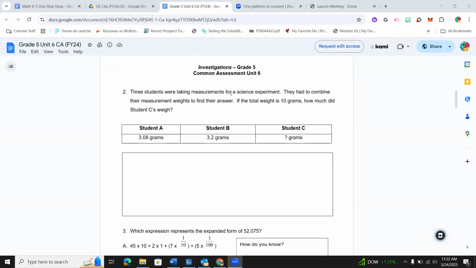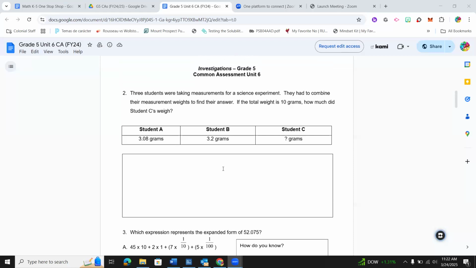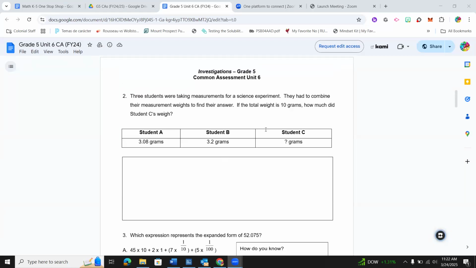Make sure my screen is shared. Yes, it is. Okay. So I wanted to talk about this one. This is a great opportunity to use your 3-read strategy.